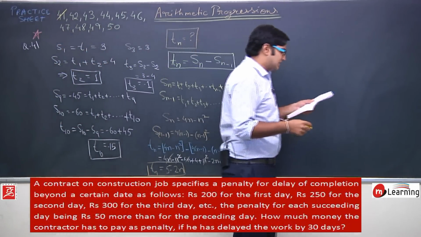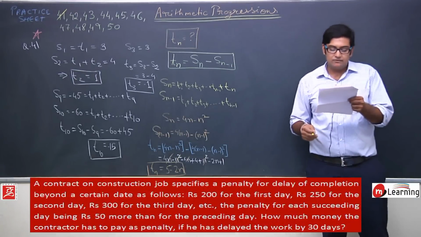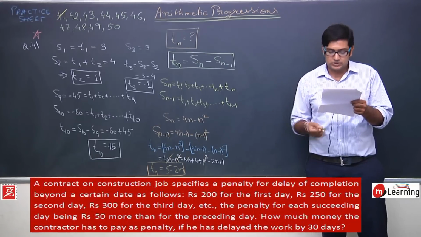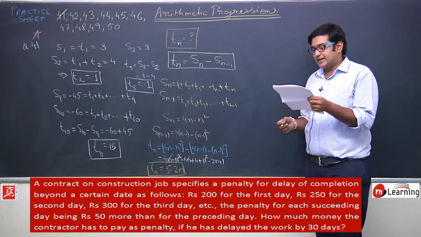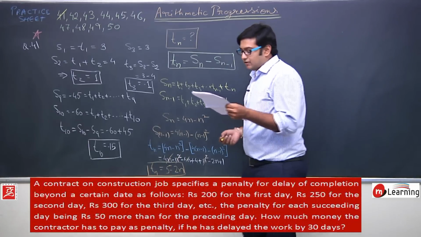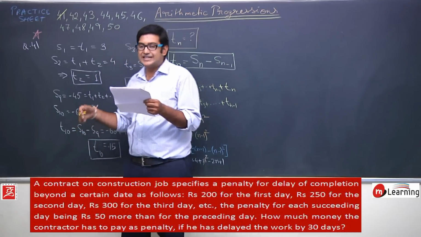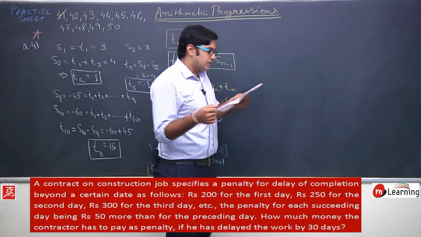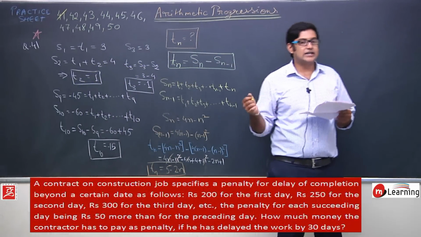Question number 42 says: a contract on a construction job specifies a penalty for delay of completion beyond a certain date as follows: rupees 200 for the first day, rupees 250 for the second day, rupees 300 for the third day, etc. The penalty of each succeeding day being 50 rupees more than for the preceding day, how much money does the contractor have to pay as penalty if he has delayed the work for 30 days?